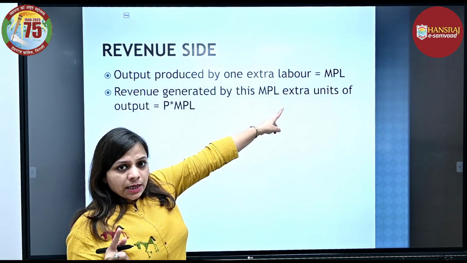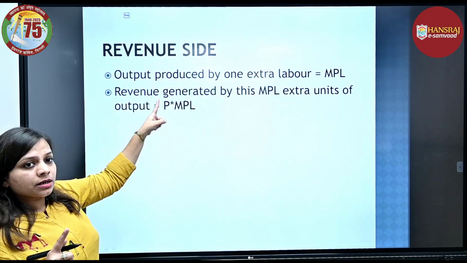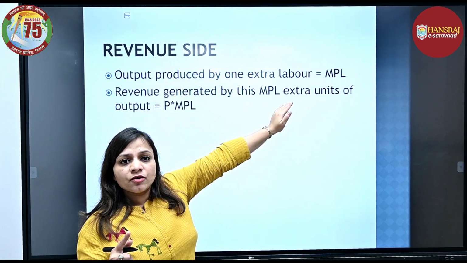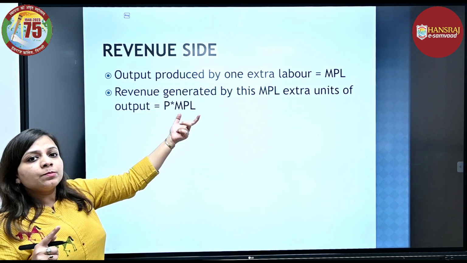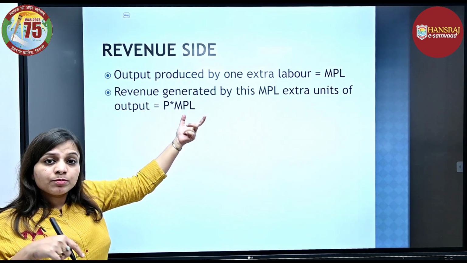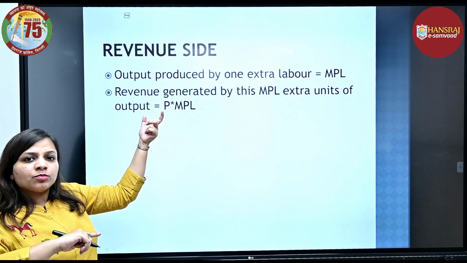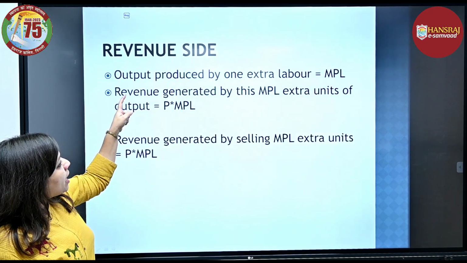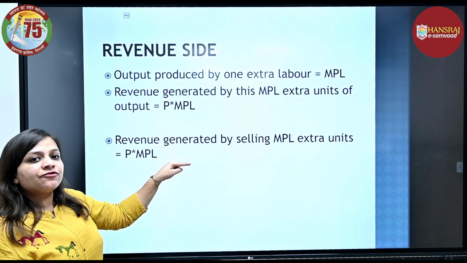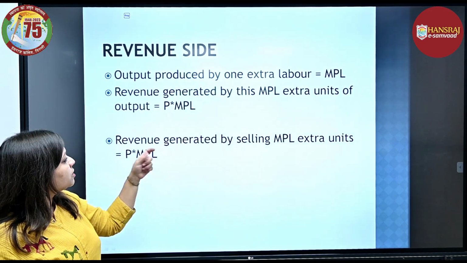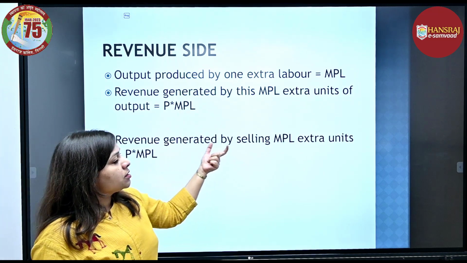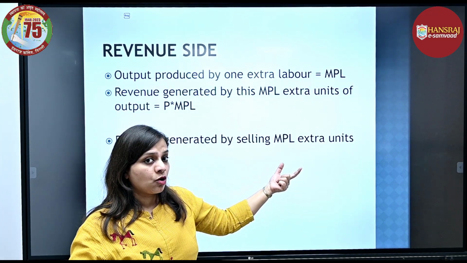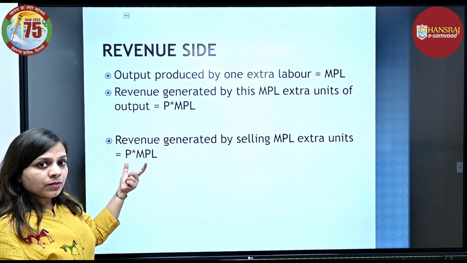This output, MPL, when it is sold in the market, the revenue generated by selling these MPL units of output in the market is simply P times MPL. MPL was produced and sold at price P, so this is the revenue the firm has generated. I can write the same sentence in a different way. What is the revenue that the firm is generating by selling MPL units of output, which is simply this thing.